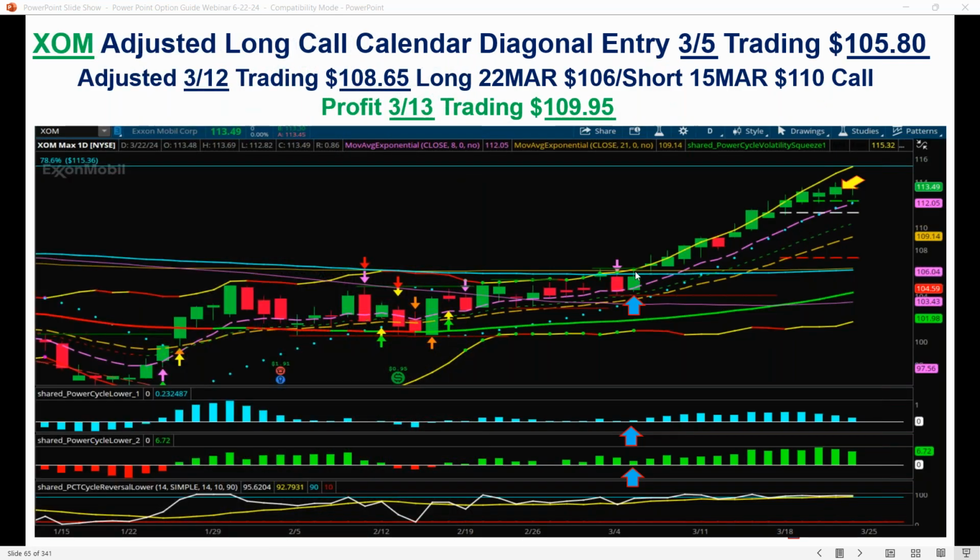So here it was, the original trade setup, and it was a really nice tight squeeze that had been going on for a long time. So we felt that this thing had all the makings of a big breakout.